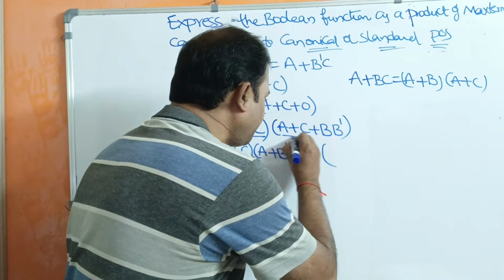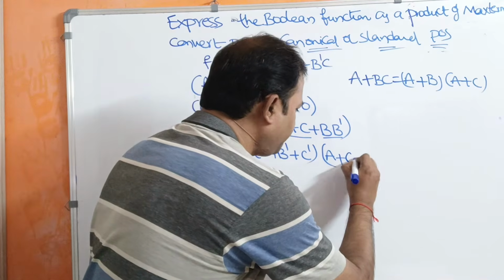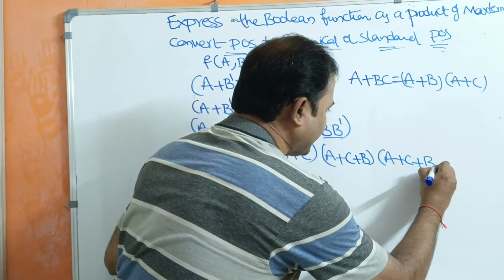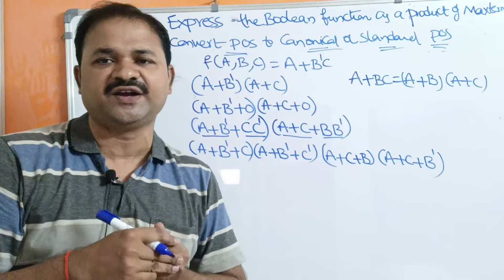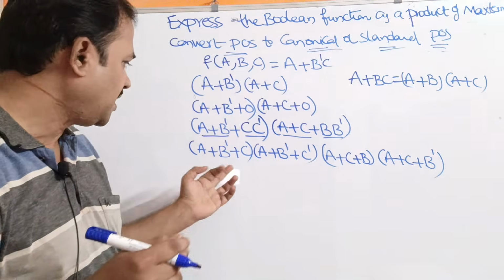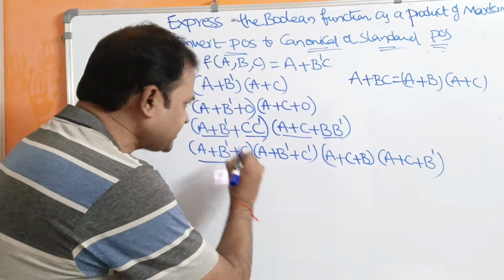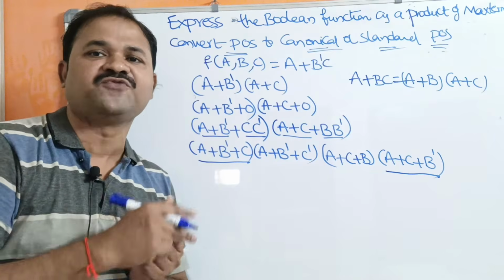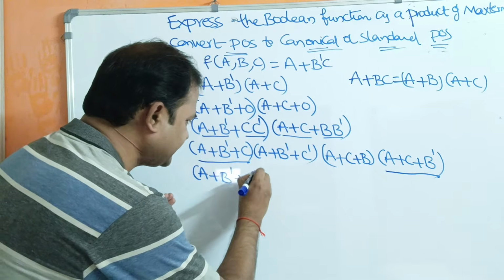Next one, this is in the form of a plus bc. So we can write it as a plus b, a plus c, plus b into a plus c plus b dash. If we have any repeated terms, then write only one term. Why? Because we have a formula called a plus a equal to a. If we observe here, a plus b dash plus c appears repeatedly. So this term is repeating twice, so write only once: a plus b dash plus c.